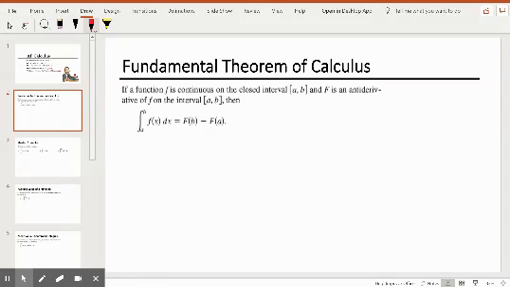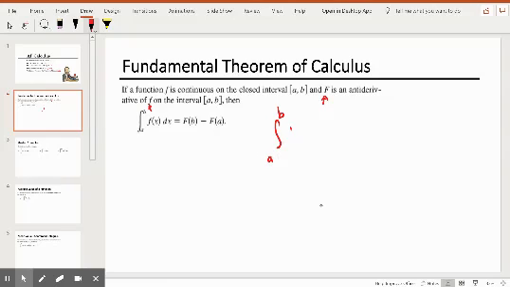Here's our fundamental theorem of calculus. If a function f is continuous on a closed interval a, b, and big F is an antiderivative of little f on the interval a, b, then we can say that the integral from a to b of little f of x dx is equal to capital F of b minus capital F of a. And we did this in class.